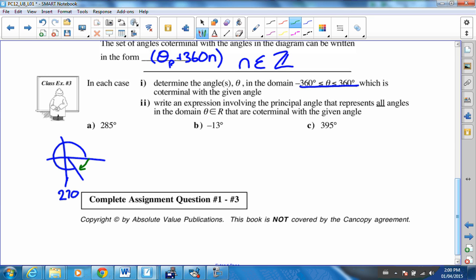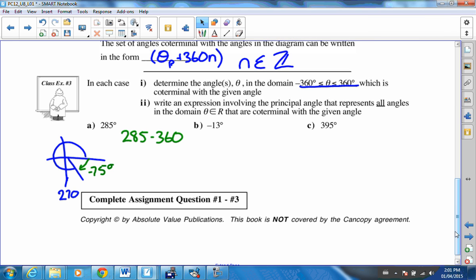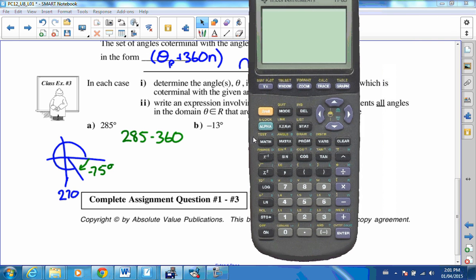So if this is 15 degrees past 270, it means that I still have 75 degrees to go. So then that would be negative 75 degrees. And if I go 285 minus 360, if I've done that correctly in my head, which is a big if, let's just check, shall we?